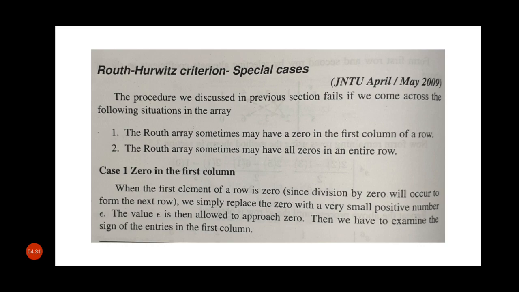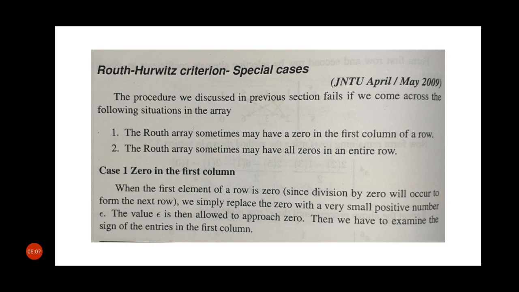Case 1, that means 0 in the first column. When the first column element of a row is 0, since division by 0 would occur to form the next row, we simply replace the 0 with a very small positive number epsilon. The value epsilon is then allowed to approach 0. Then we have to examine the sign of the entries in the first column.